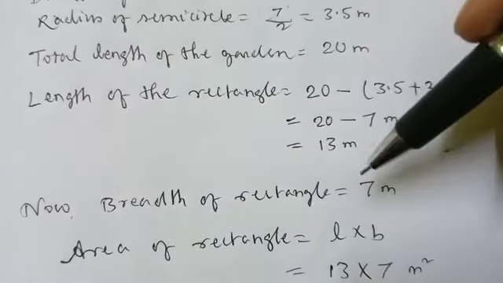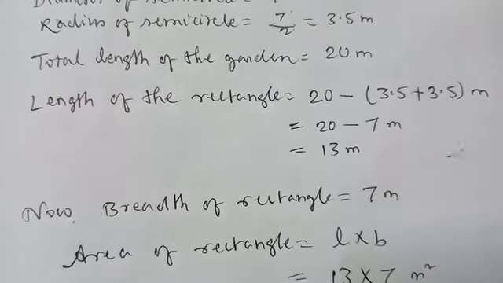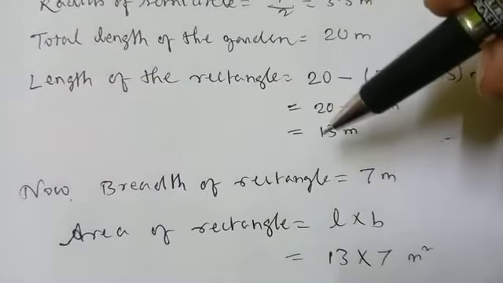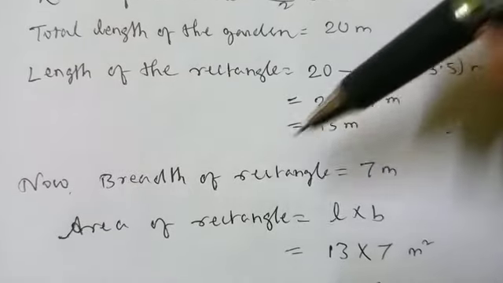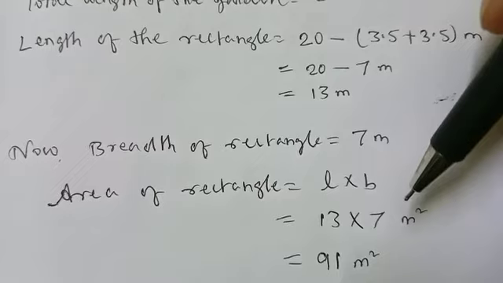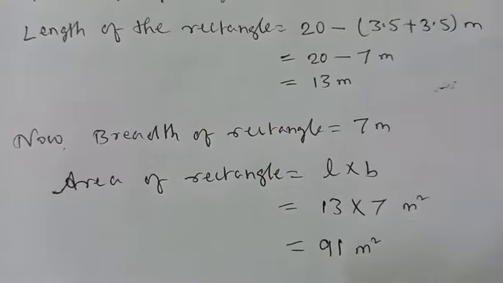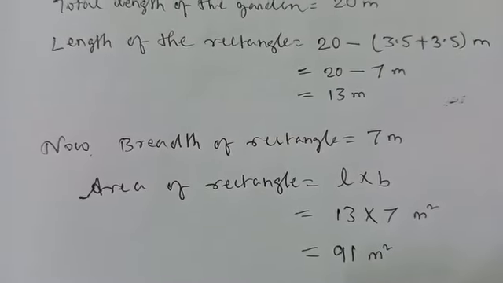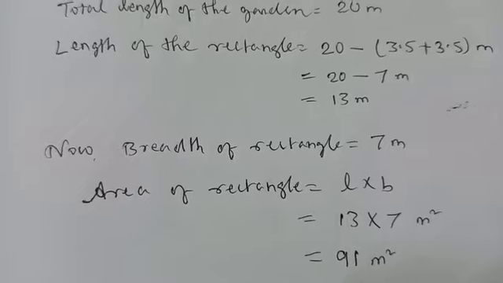Breadth of the rectangle is given 7 meter. Length you got 13 meter. Then area of the rectangle will be length into breadth, that is 13 into 7. It is 91 meter square. You got the area of the rectangle. Now we will find the area of both the semicircles.